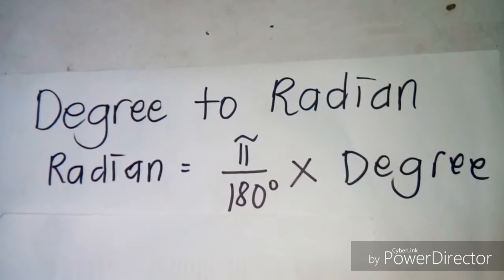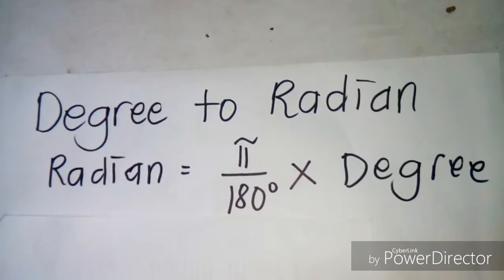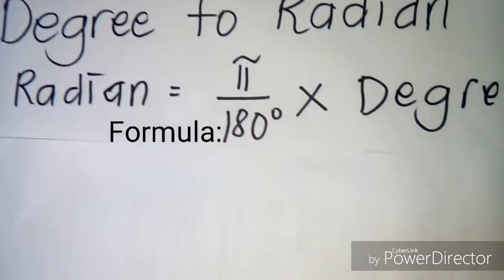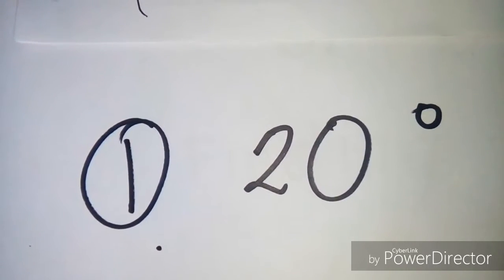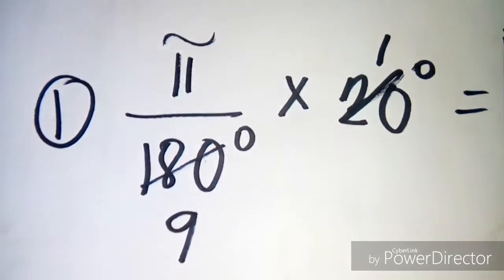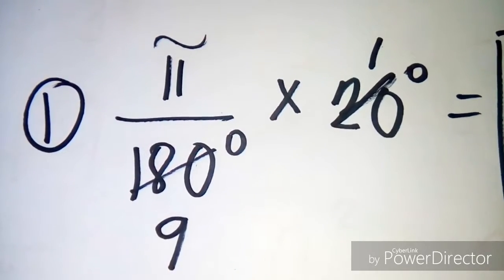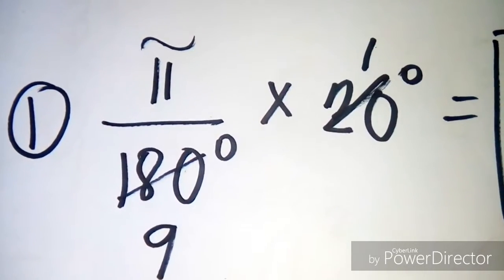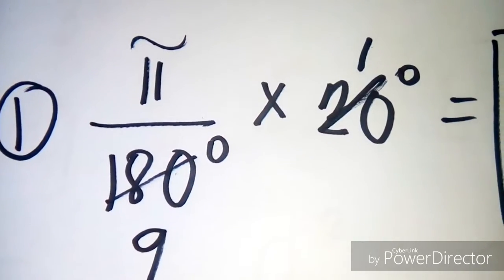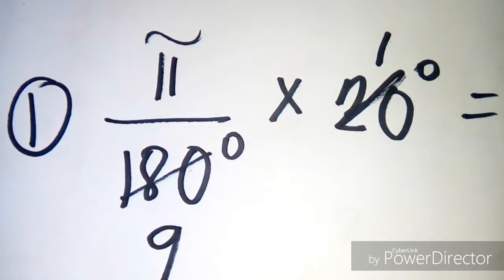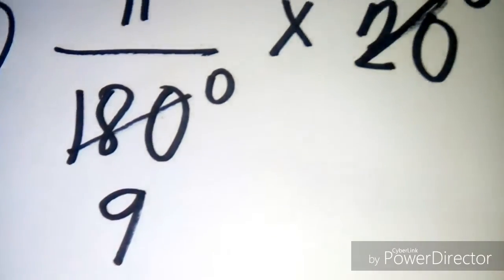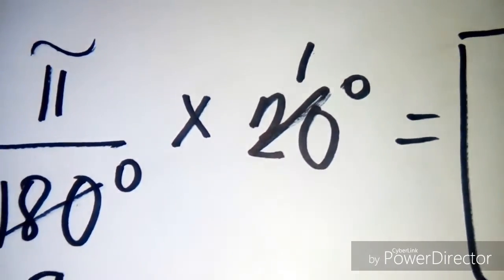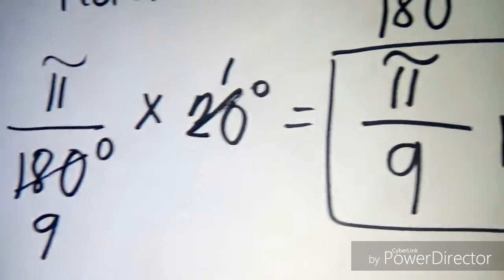So let's go now to degree to radian. The formula is radian equals pi over 180 degrees times degree. Let's have the first example. The given is 20 degrees. We're going to convert it from degree to radian by using the formula. Pi over 180 degrees times 20 degrees. Since 180 and 20 have a GCF of 20, 180 divided by 20 is 9, and 20 divided by 20 is 1. And the answer is pi over 9 radian.